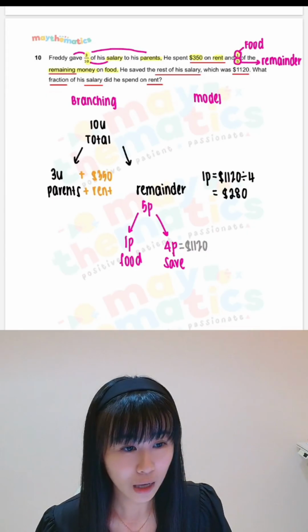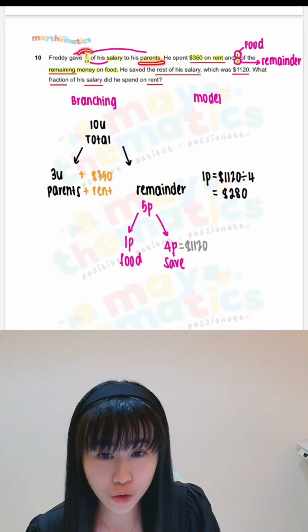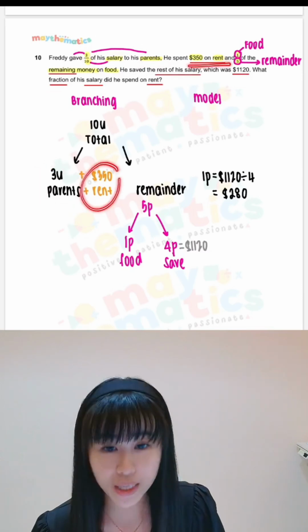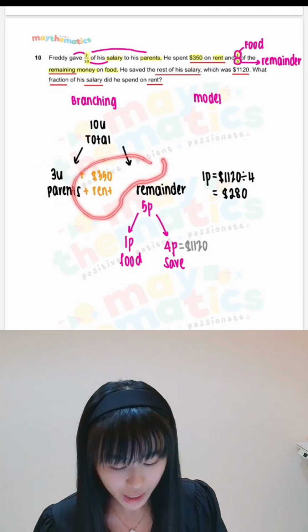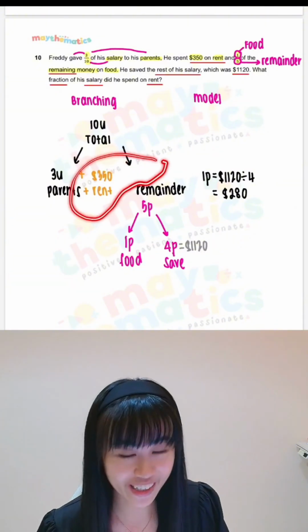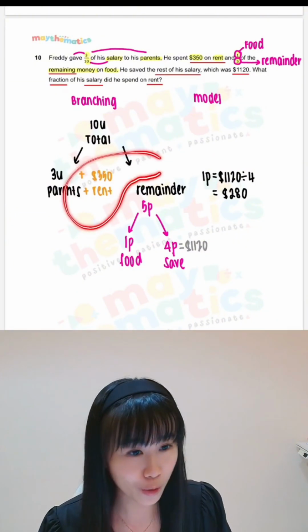How do you fit the rent? Because parents is 3 units, so parents is 3 units here. Rent is 350. I just park it beside. I don't know how many units this one is, but I will know this later. But if you can tell what it is, that will be good also.